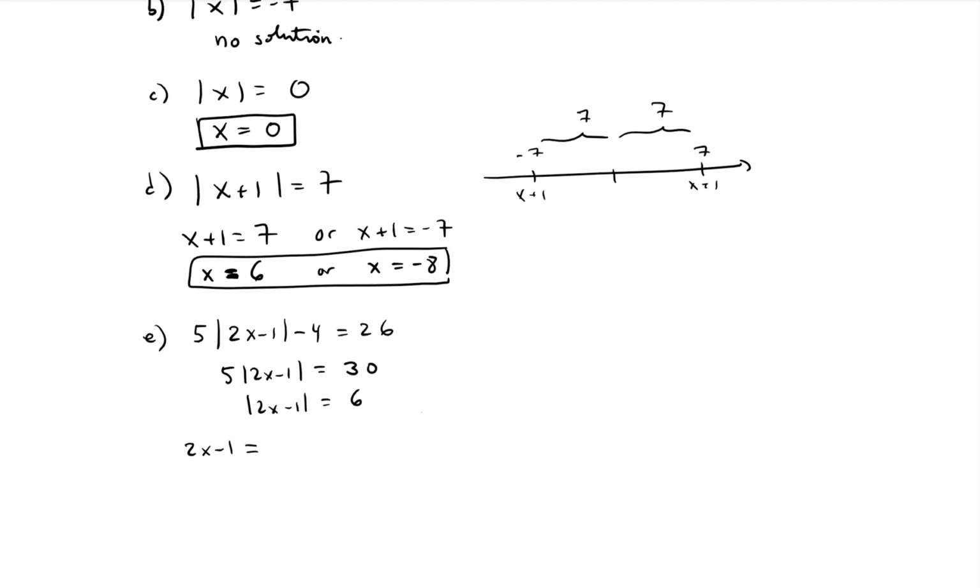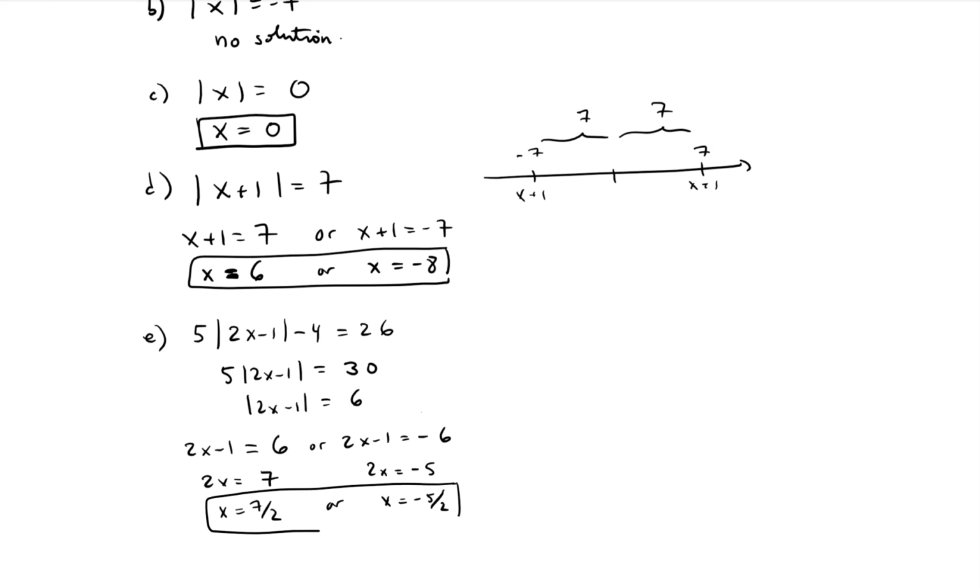Either 2x minus 1 is 6, right? The distance from the origin is 6, so that means the number could be 6, or that number could be minus 6. And then I just solve for x. So 2x equals 7 here, and x is 7/2. That's my first solution. And over here, 2x is going to be minus 5. X is minus 5/2. So two solutions, because I had an expression equal to a positive number.